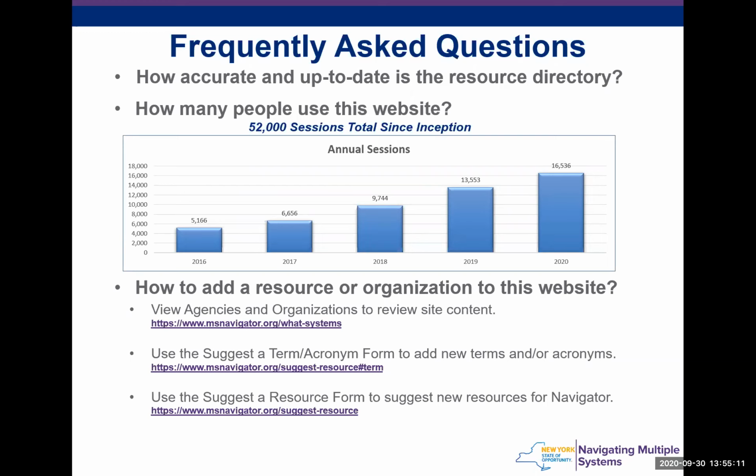And then another question is, how do we provide resource or organization information on this website? So these 3 links here are showing you where you can go to the agencies and organizations and view what's on there and let us know what's not on there: the form for the term and acronym dictionary, and the form to suggest a resource. And the one that I didn't include also was the form to include news notes and events.